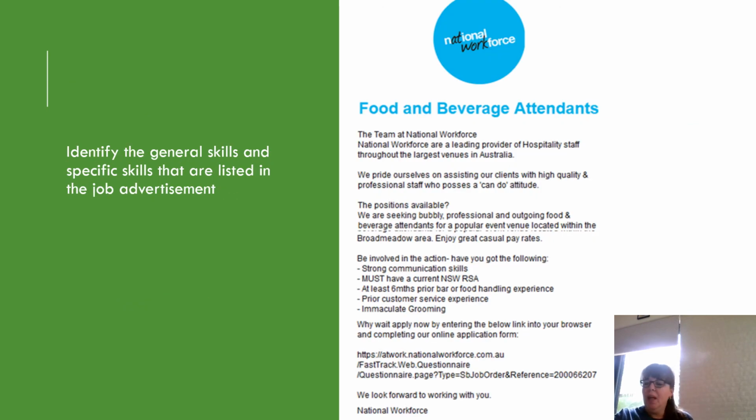In your booklets, you have a copy of this ad. National Workforce Food and Beverage Attendants. Sorry, it's not the clearest printed thing. But what I'd like you to do is you've got 2 columns in your work booklets, one for general skills, one for specific skills. So I'm just going to read through the ad with you, but I'm going to let you determine what you think are general skills and which are specific.